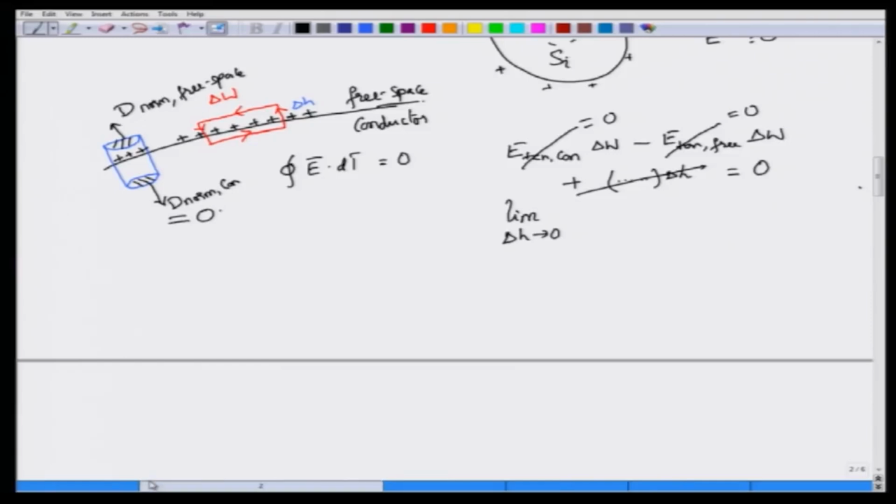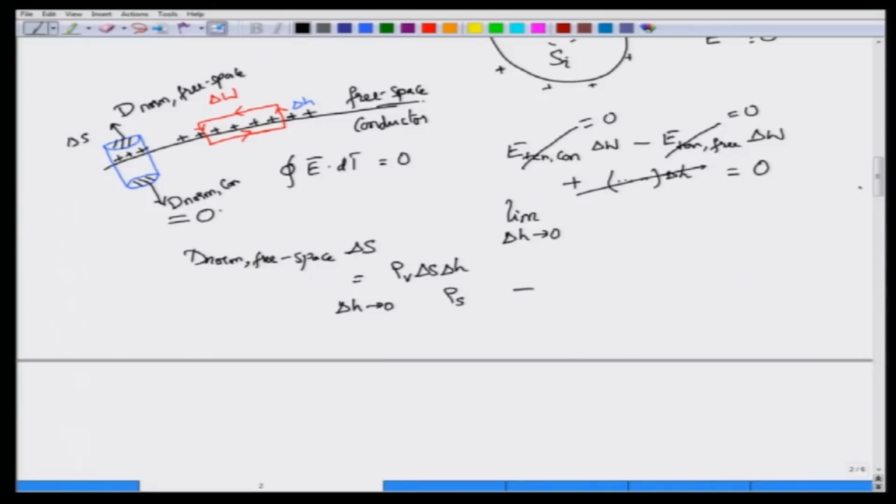So, if you leave this component out, what you have is D normal in free space multiplied by the surface area of the top surface, let us say delta S. This must be equal to the total charge that I have here. So, that must be equal to the volume charge density rho v times delta S delta H, which is the total charge contained. And of course, as delta H goes to 0, this becomes rho S. And delta S on both sides will cancel with each other.